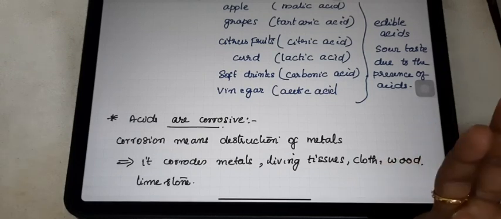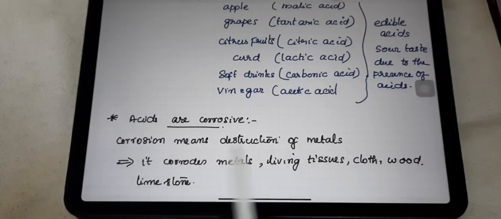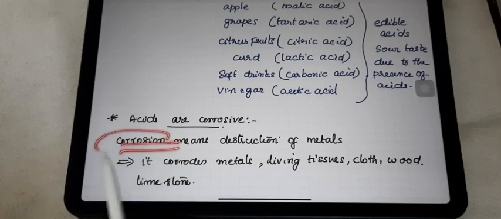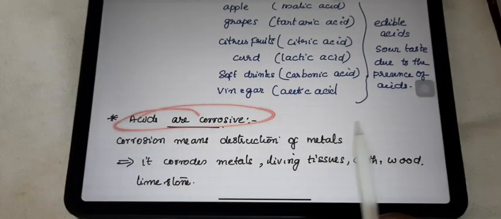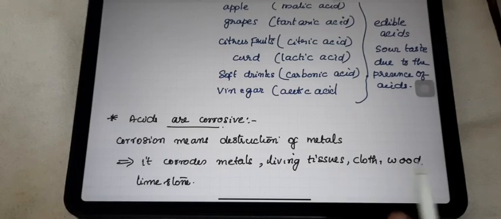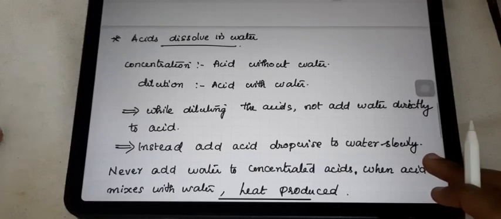And metals will surely be damaged when acid falls on them. That damage of metal is called corrosion. Corrosive means damage, and that is indicated by the word corrosion. So acids are generally said to be corrosive in nature. Okay, next one: acids dissolve in water.